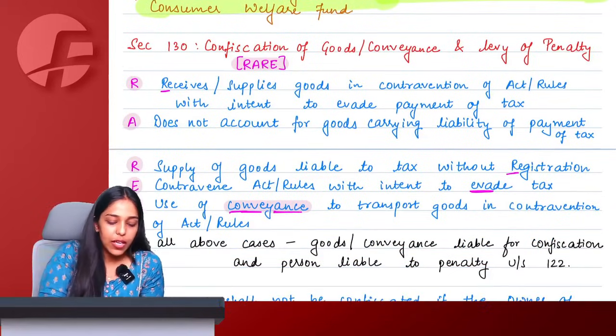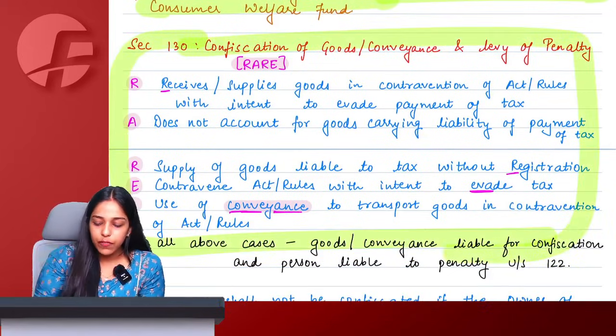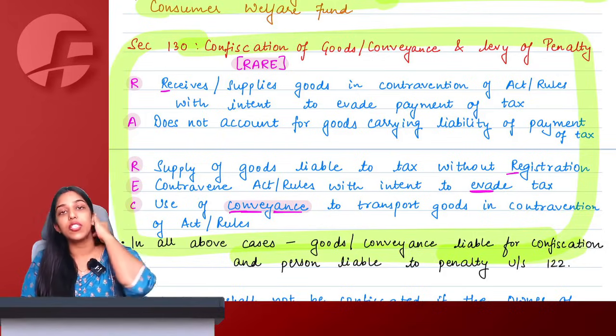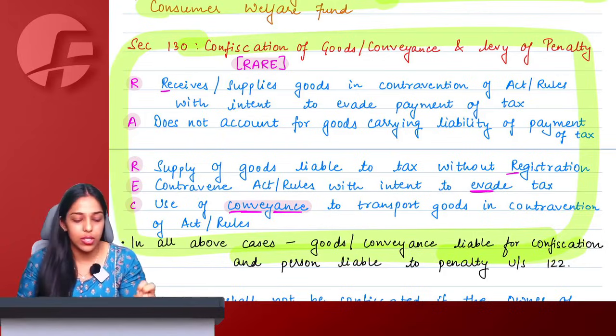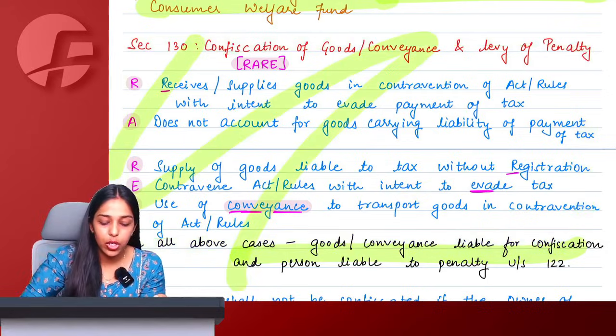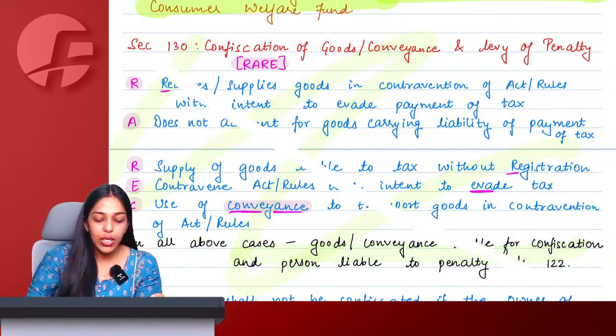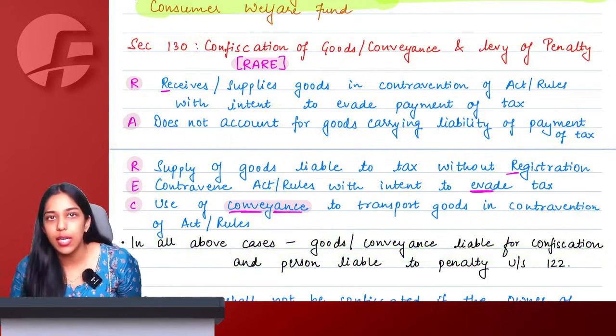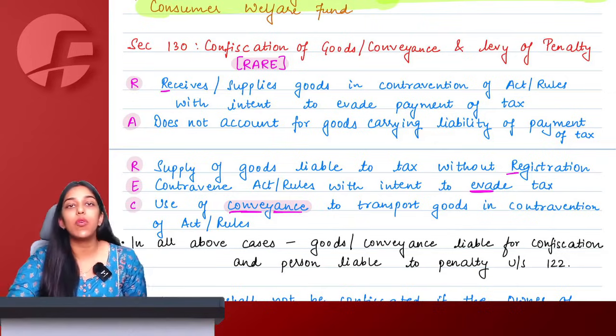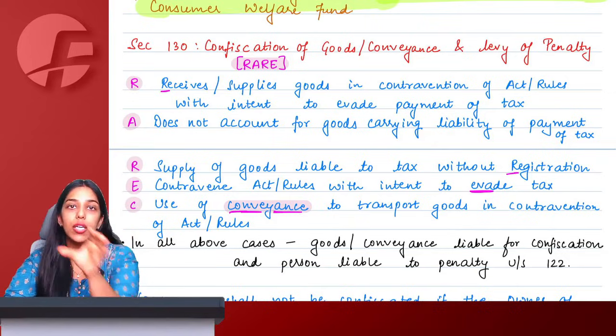Okay, ma'am. This we have already studied. Goods liable for confiscation, we have already studied in another chapter. These were the rare situations in which your goods can be confiscated. Only in these particular situations can your goods be confiscated. Section 129 was for seizure and detention, particularly during transit.